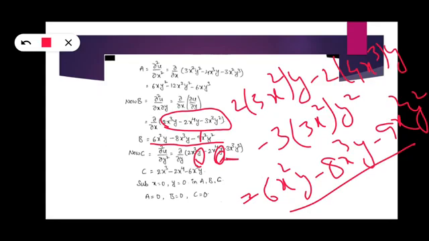Already we have 3x cube here, so 3x cube into 2y will be 6x cube y. In this, we get 2x cube minus 2x power 4 minus 6x cube y. So here we got the values a, b and c.